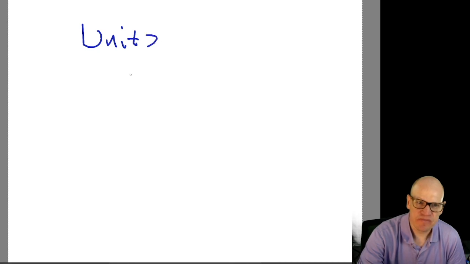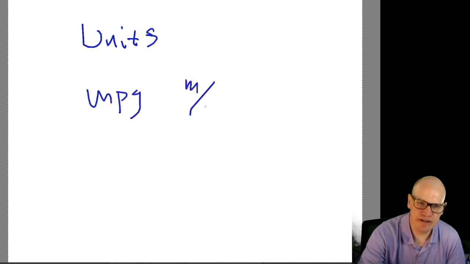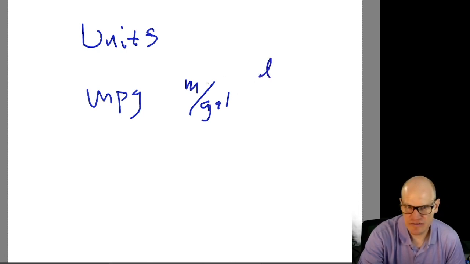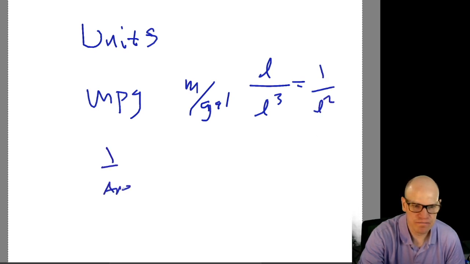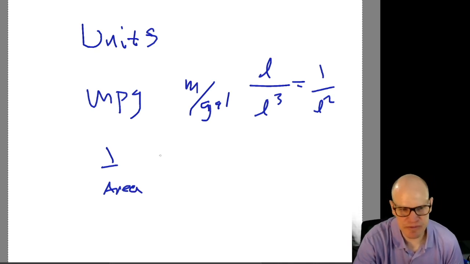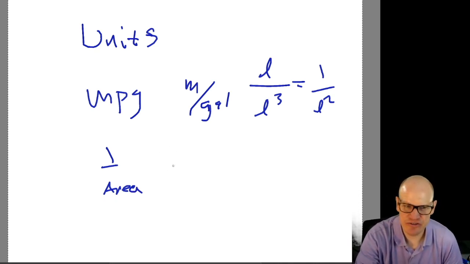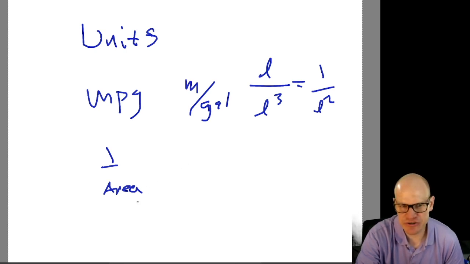Looking at units, you have miles per gallon, that's miles divided by gallons. Miles is a length. Gallon is a volume, length cubed. And so the units of miles per gallon is 1 over length squared, that's 1 over area. The way this was first described to me is, what does miles per gallon have to do with inverse acres? An acre is an area. And so miles per gallon has the same units as 1 over acres.